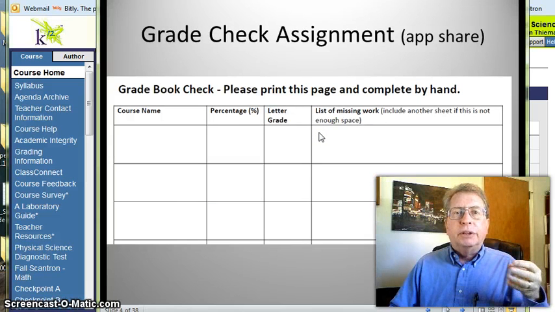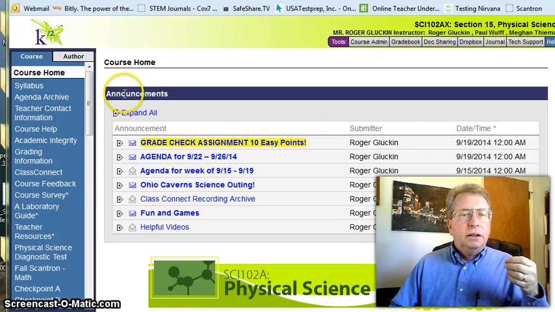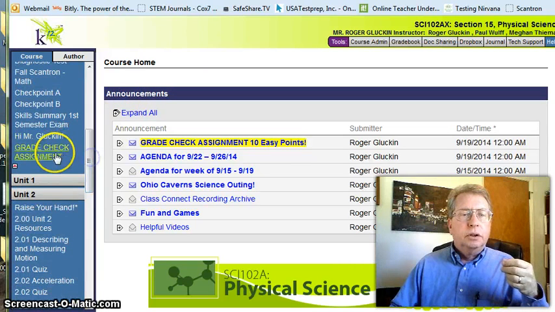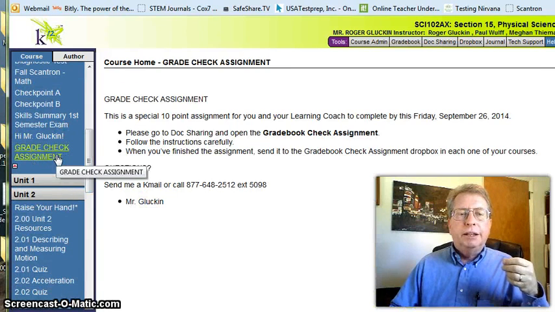So we're going to talk about the grade check assignment next. So let's check that out. Where do you find that? Well, go to your science course homepage, go to the grade check assignment and open that up. And here are all the instructions.